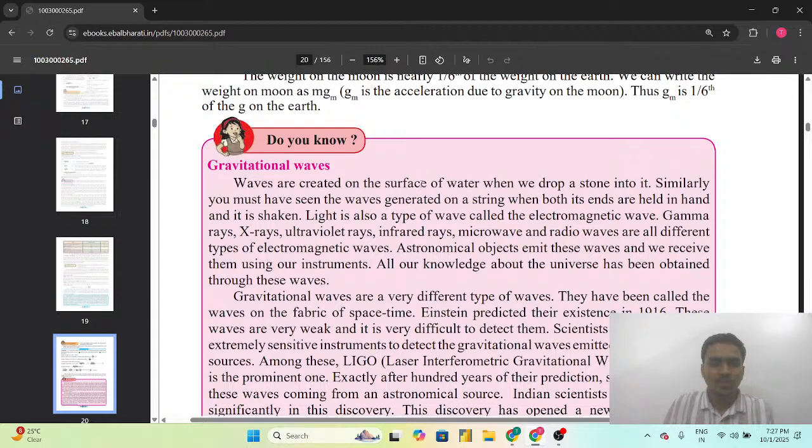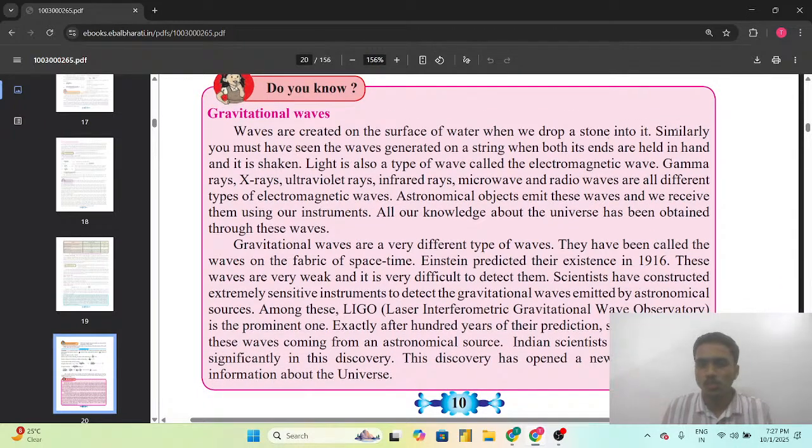So, do you know gravitational waves? Waves are created on the surface of water when we drop a stone into it. Similarly, you must have seen the waves generated on a string when both its ends are held in the hand and it is shaken. Light is also a type of wave called the electromagnetic wave.